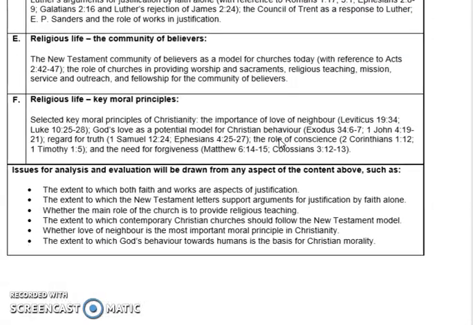When it comes to part 2s, it's either going to be the extent to which both faith and works are aspects of justification, and you could refer to Luther and E P Sanders and the letters in there, or the extent to which the New Testament letters support arguments for justification by faith alone. And again, you could use E P Sanders and Luther and possibly N.T. Wright when answering that question.